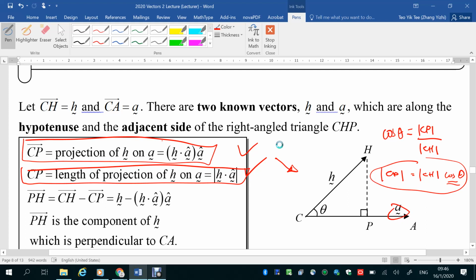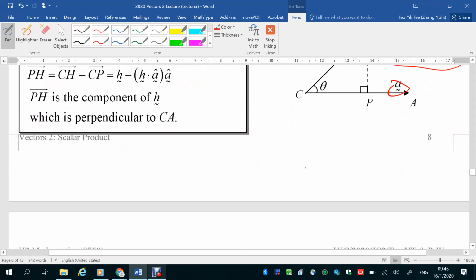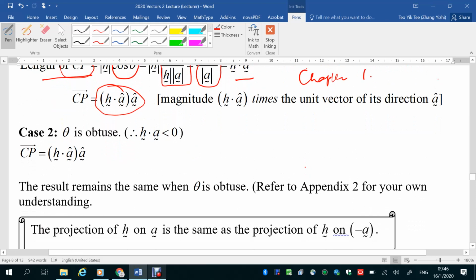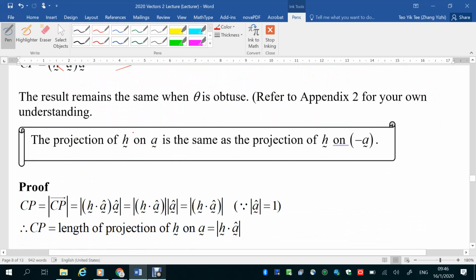Okay, if you're absolutely blur already, you need to revise a bit on your chapter 1, how we find a vector in a certain direction of a certain length. To be more specific, let me point you to the example, then you'll be clearer. It is example number 5 of your chapter 1. I will not prove the obtuse case for you because it's almost the same.